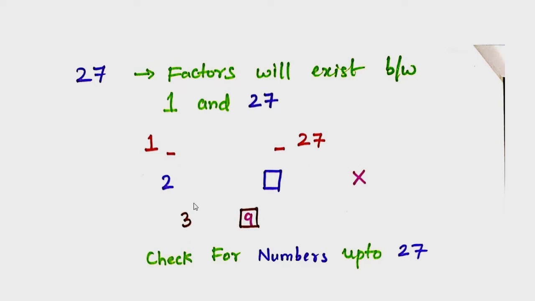If we move on to another number, 3, we are going in ascending order here. 3 multiplied by 9 will give you 27. As in the case of 3 and 9, we are getting 27, and we consider both 3 and 9 factors of 27.